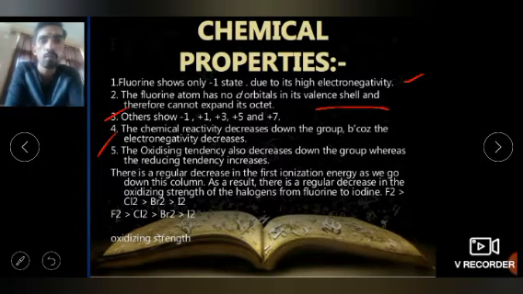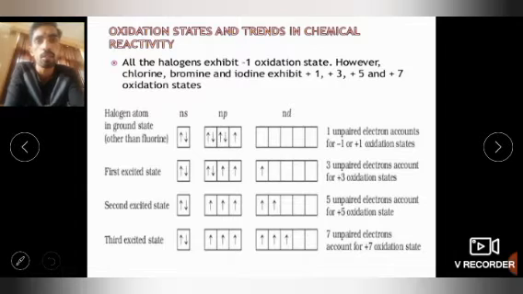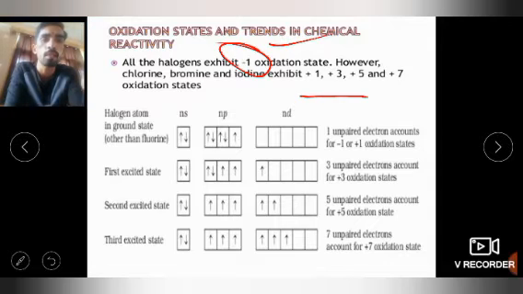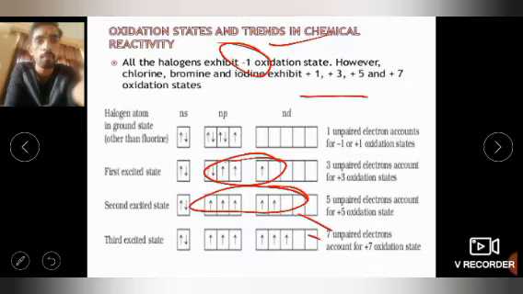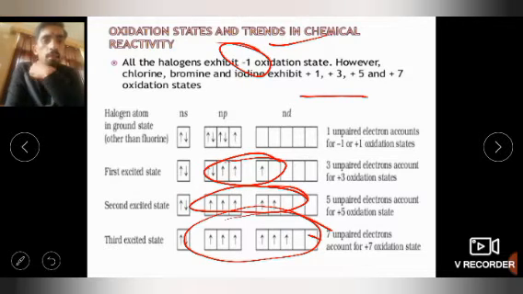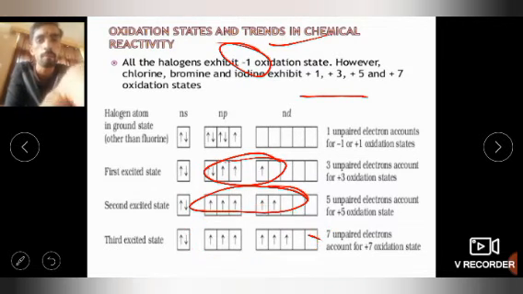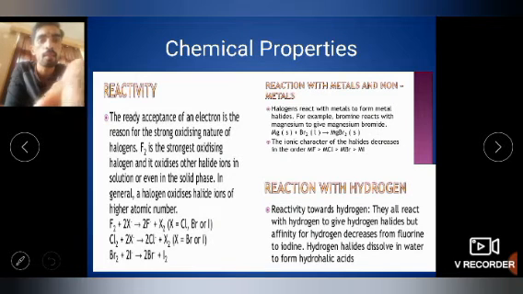Pause this video. Read once again, try to understand, and relate each element on the basis of oxidation state. Fluorine has -1; except fluorine, all have +1, +3, +5, +7. Why +1, +3? +1 because one electron is there in the outermost shell, +3 because three electrons are unpaired, +5 because five electrons are unpaired, and +7 because seven electrons are unpaired. Because of that, these have different oxidation states.